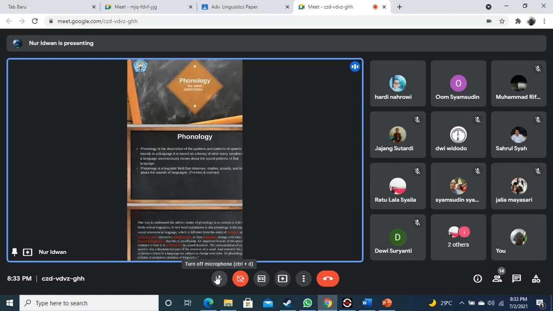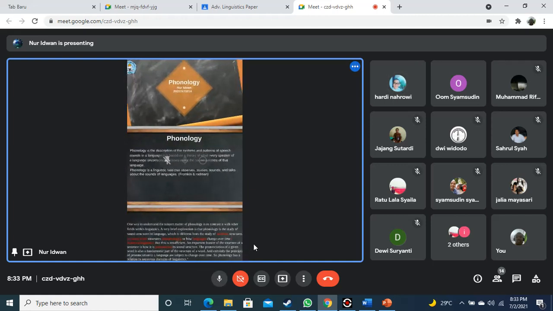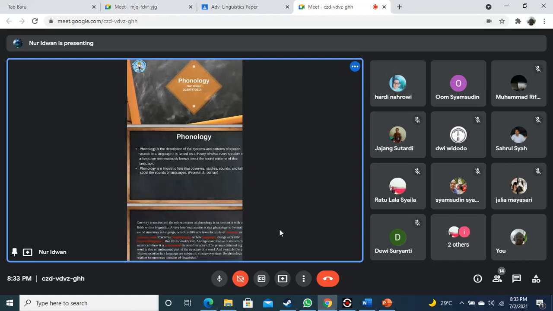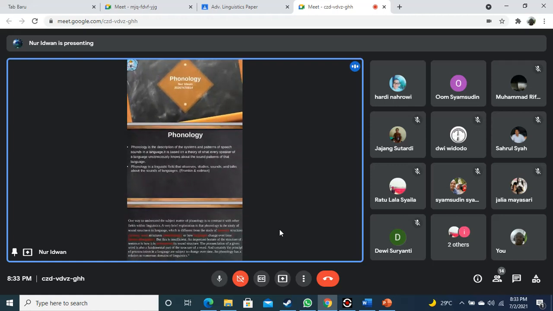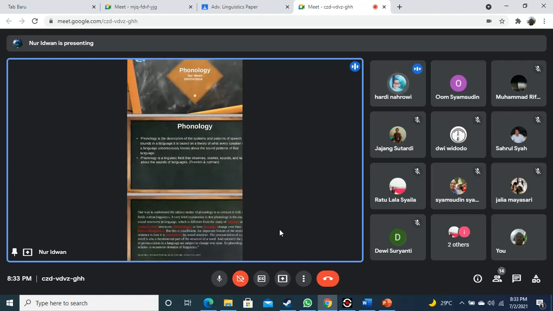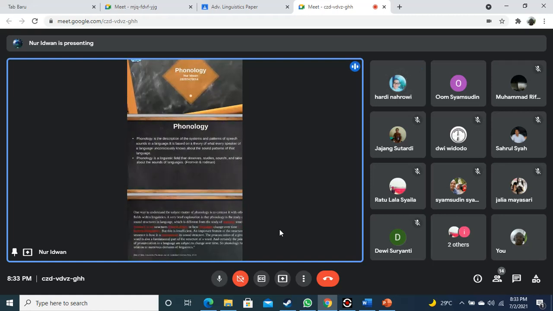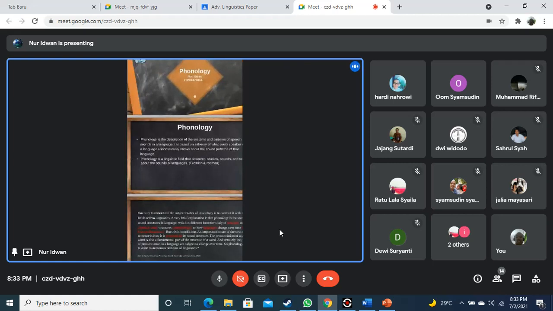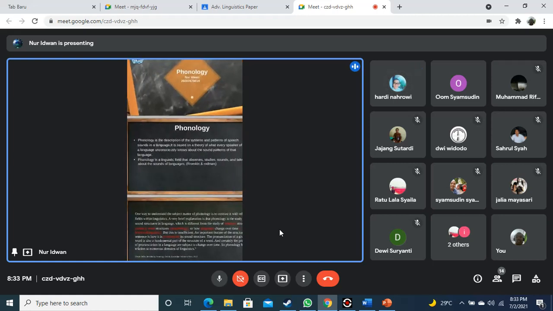Phonology. What is phonology? Phonology is the description of the systems and patterns of speech sounds in a language. It is based on a theory of what every speaker of a language unconsciously knows about the sound patterns of that language. Phonology is a linguistic field that observes and studies sounds and talks about the sounds of language. From Kin and Rodman.